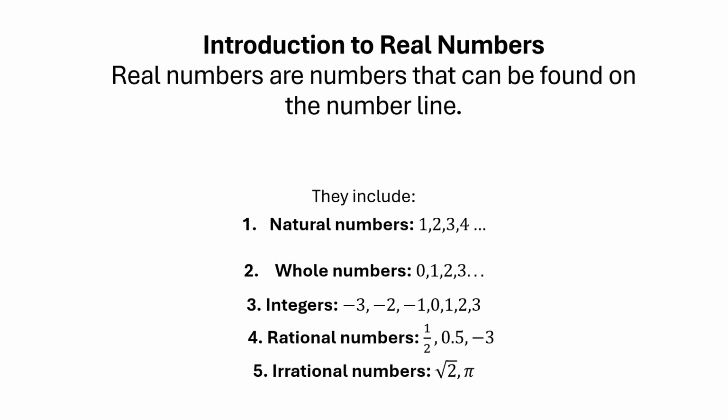Introduction to the real number system. In our previous lesson, we already discussed that real numbers are numbers that can be found on the number line, where we have natural numbers, beginning from 1 up to infinity. Whole numbers are numbers that start from 0 up to infinity.